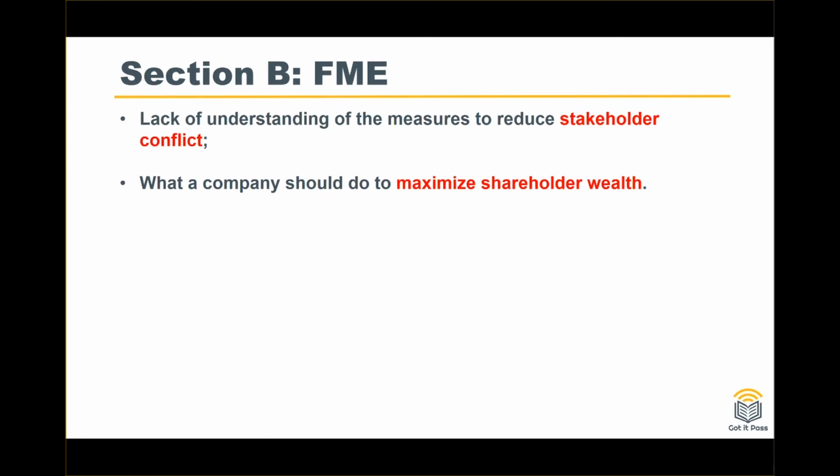Okay. So last but not least in section B is about the financial management environment. It finds the candidates lack understanding about stakeholder conflict, including the people in the community and the shareholder. Okay, they have a conflict of their interest. And what a company should do to maximize shareholder wealth is also a big weakness found by the examiner in September.